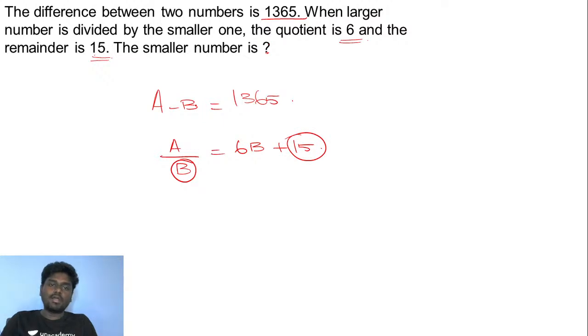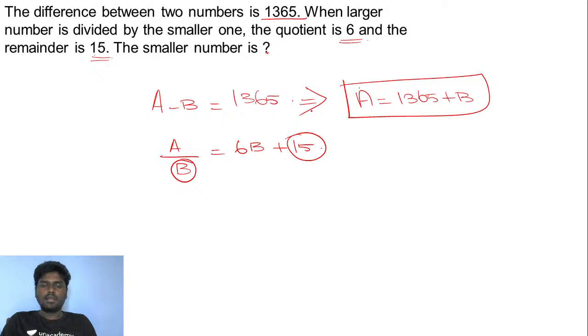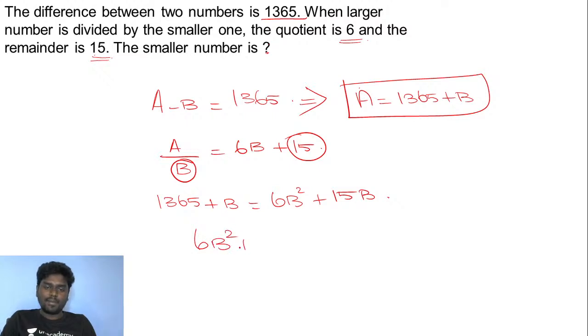You need to find the smaller number. So can I say from this A is equal to 1365 + B? And if I simply substitute here, 1365 + B is equal to 6B + 15, so from this, can I say 6B² + 14B - 1365 is equal to 0?